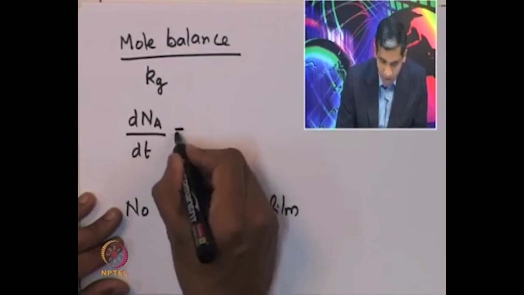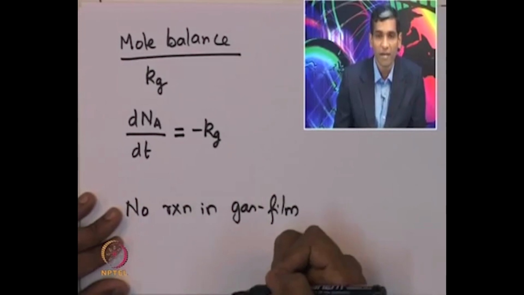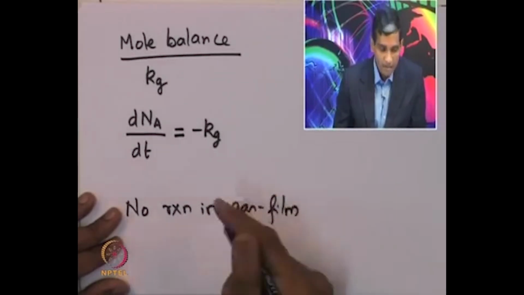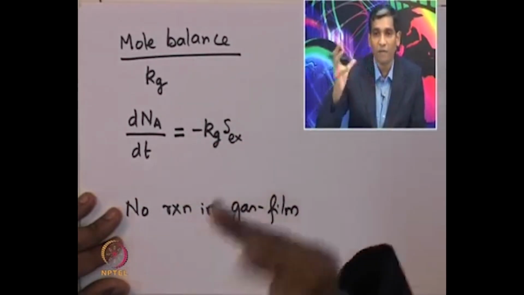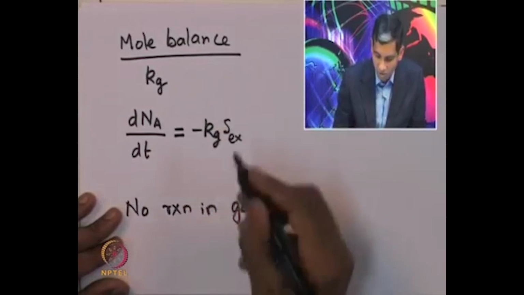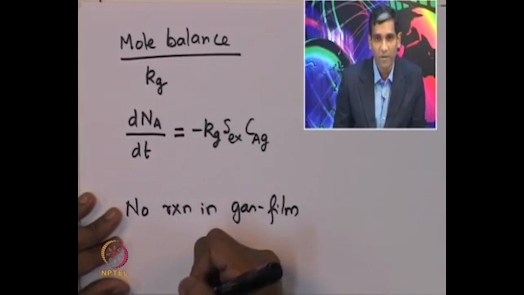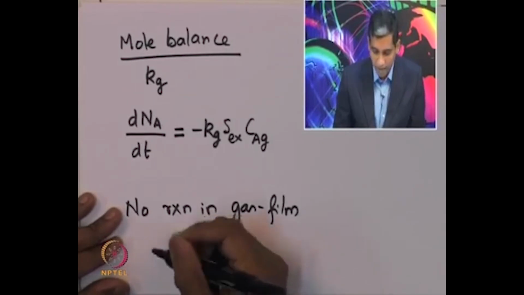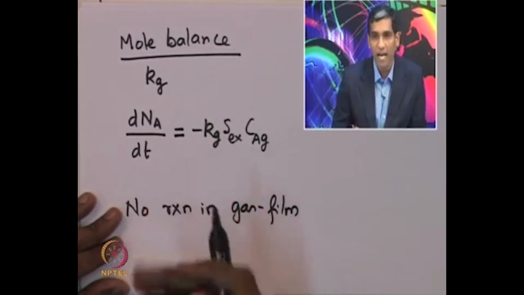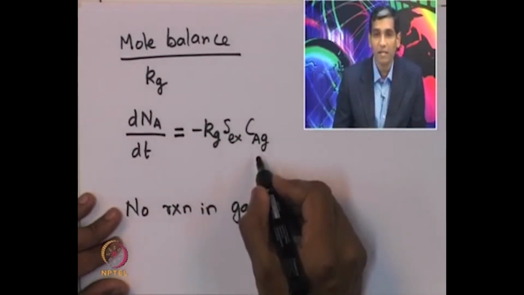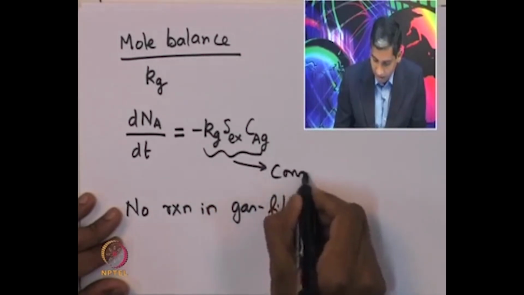because of diffusion. So, that should be equal to minus Kg, the mass transport coefficient, and typically the units are centimeters per second, multiplied by S external, the external surface area of the core, and that multiplied by the concentration of the species in the bulk phase. So, that is the mole balance which captures the rate of change of the number of moles of species A in the gas phase. Now, because CAG is constant, we can assume that this whole expression is a constant.